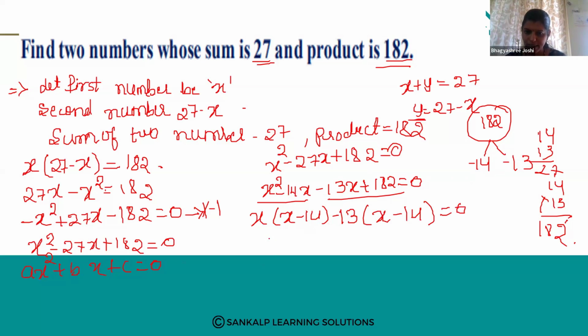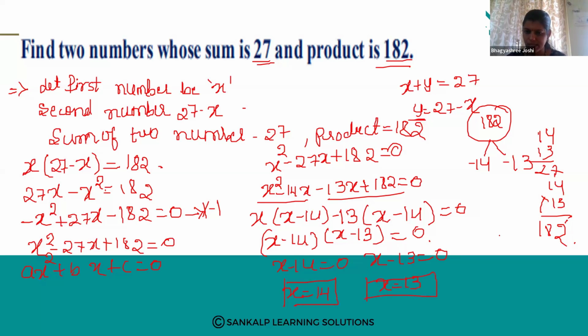That means two factors we are getting: x minus 14 and x minus 13. So x minus 14 is equal to 0 and x minus 13 is equal to 0. Right? So equate each factor with 0. Then you will have x is equal to, transfer this minus 14 to this side, that is 14, and x is equal to, transfer this minus 13 to this side, it will be plus 13.